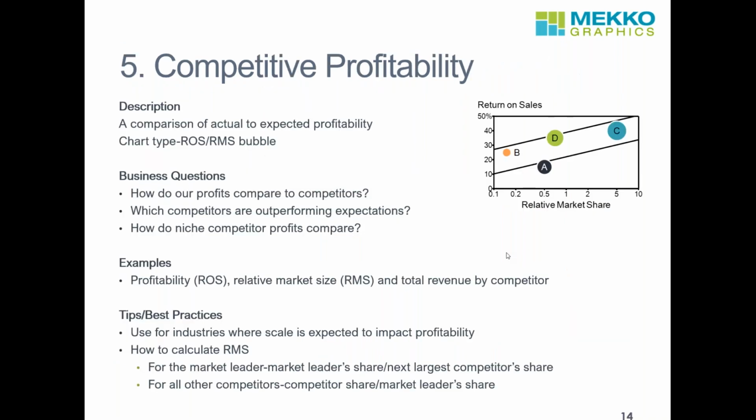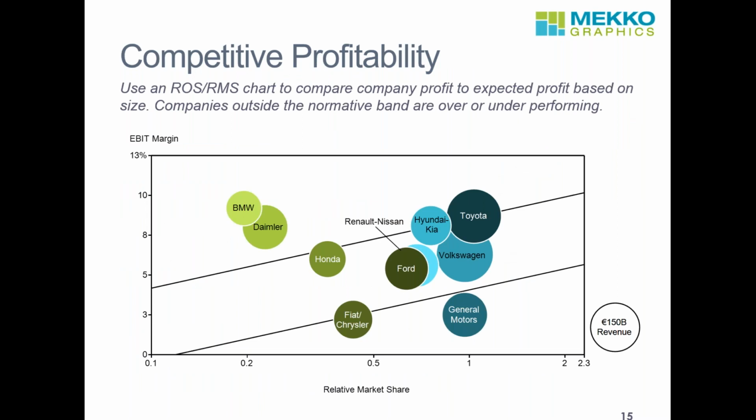The third bubble, and the last bubble, I promise, is a competitive profitability chart. It's a chart where you measure return on sales versus relative market share. This is probably one of the least used of the charts, but it can be very powerful in specific instances. It works very well for industries that are driven by size, where size and profitability are related. So the auto industry is a great example of that.